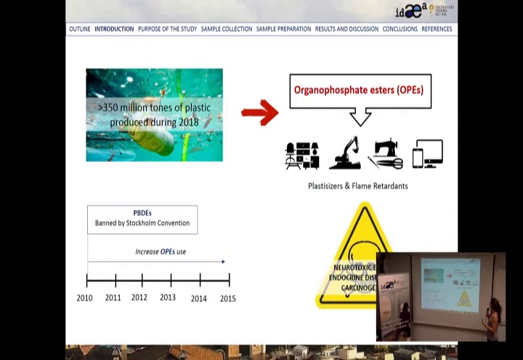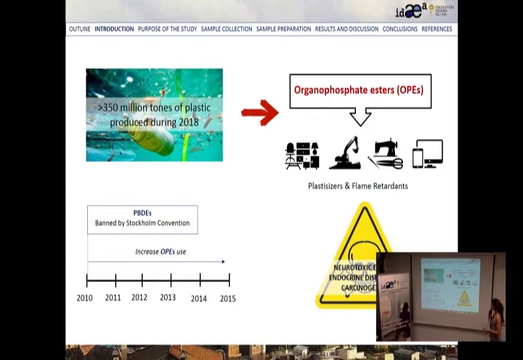This kind of plasticizer is also a flame retardant, and we can find it in furniture, in construction, in textile industries, and also in electronic devices. These compounds started to be used in the 1960s, but in 2010 the PBDEs were banned by the Stockholm Convention, and the use of OPEs increased. It's important to mention that these compounds are toxic: they can have neurotoxic effects, disrupt endocrine systems, and also be carcinogenic.